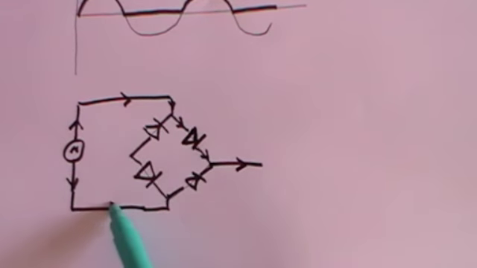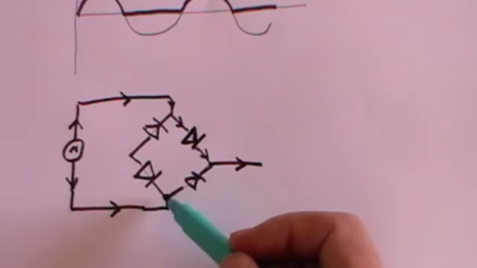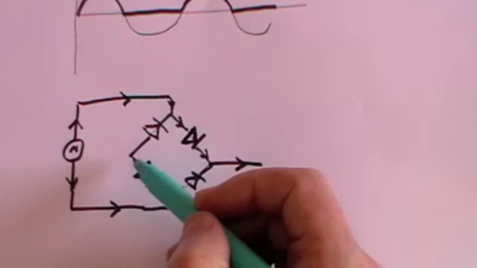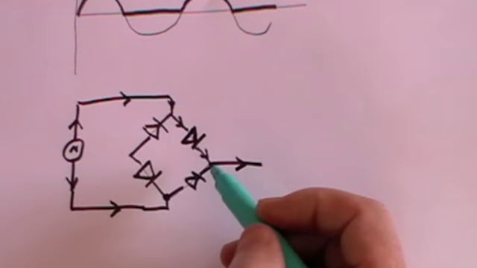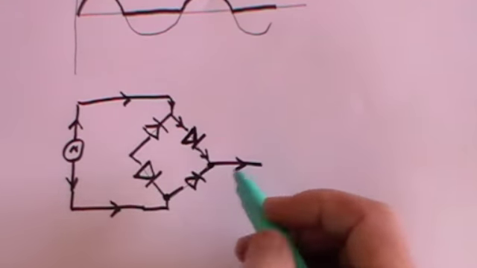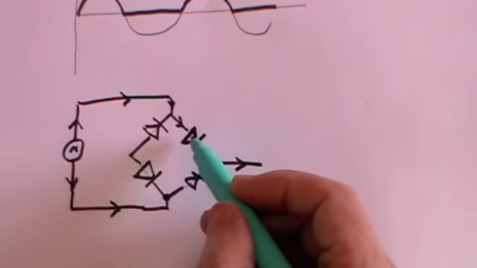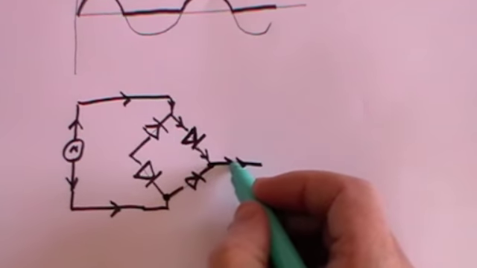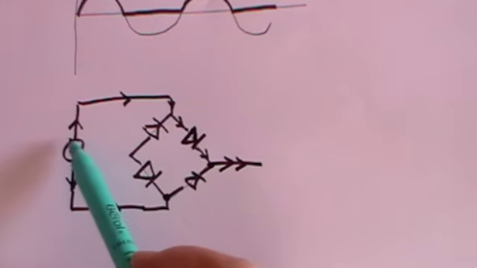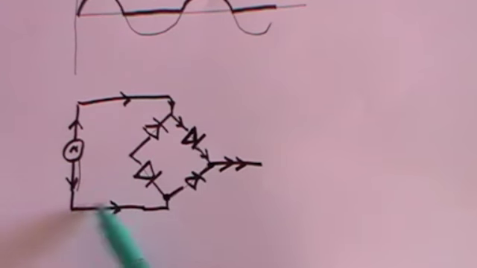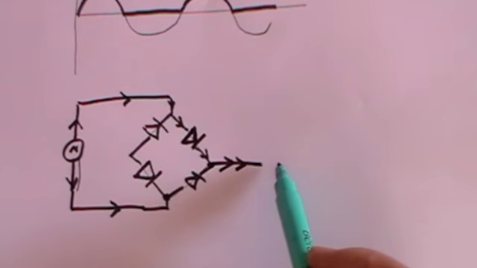Well, it comes all the way along here, up here, until it gets to this point. Which way does it flow? Can't go that way because the diode is against it. It can go that way. What happens when it gets here? Can't go that way because the diode is against it. It must go this way. So, no matter which way the current comes out of the alternating current supply, it always ends up going in this direction by the time it gets beyond the bridge rectifier.